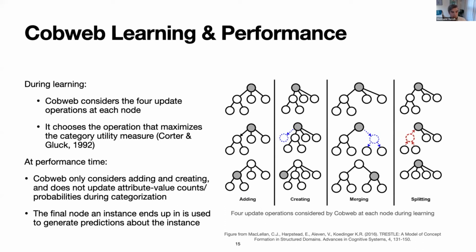Now, at performance time, Cobweb only considers 2 operations. It considers adding and creating, and it doesn't update the attribute value counts of the nodes within the tree. And the final node that an instance is sorted into is then used to generate predictions about that instance. So we might predict its color. Given just the color, we might try to predict the shape, or we might predict some type of label about those things based on the distribution of things we've seen before.